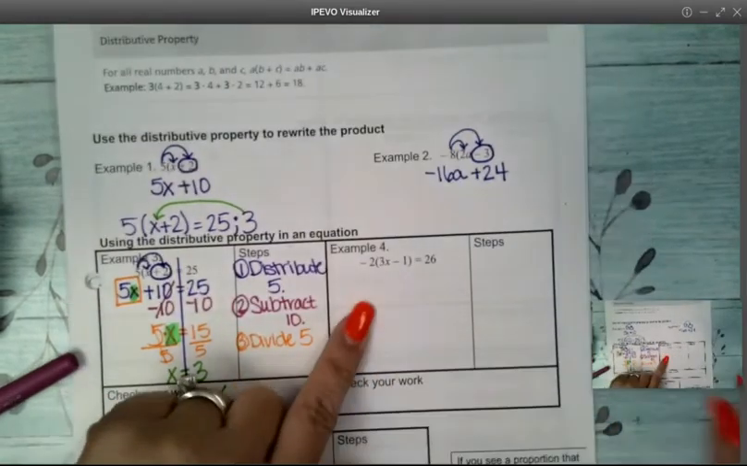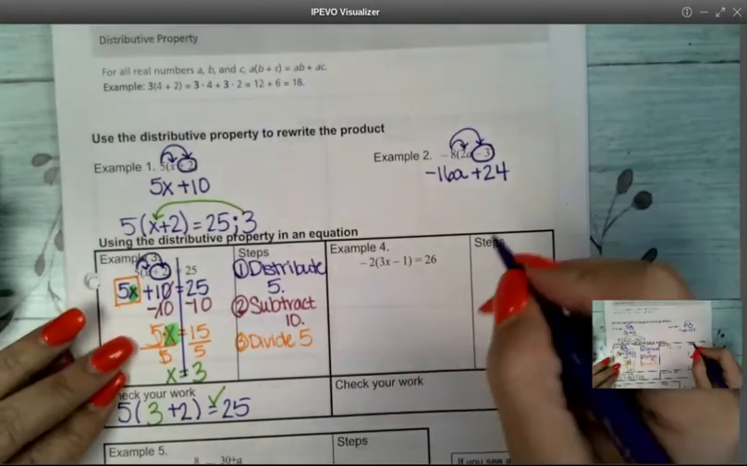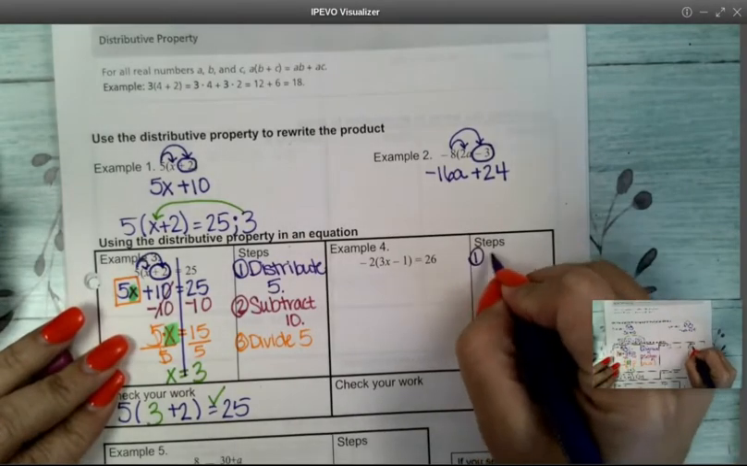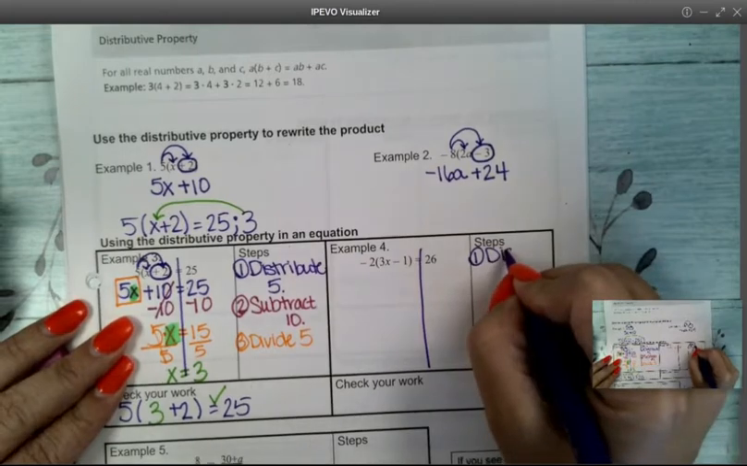All right, next example, example number 4. This time you're going to distribute out a negative integer. So my very first step, again, is to get rid of those parentheses, so I'm going to distribute.